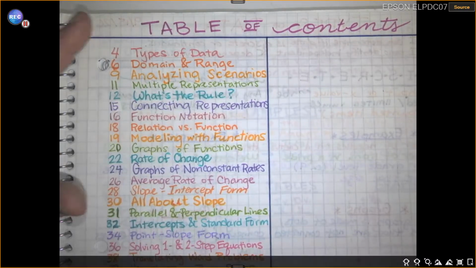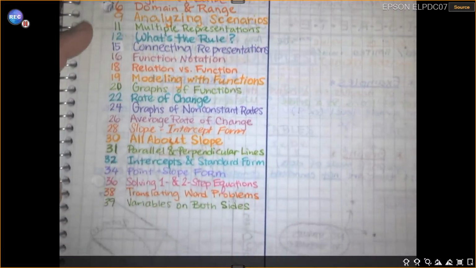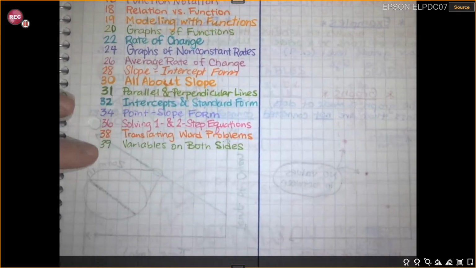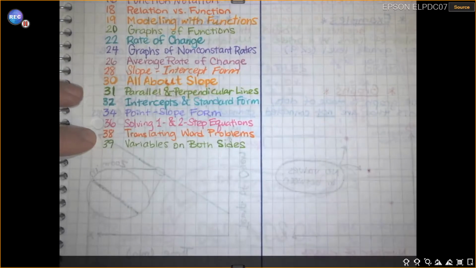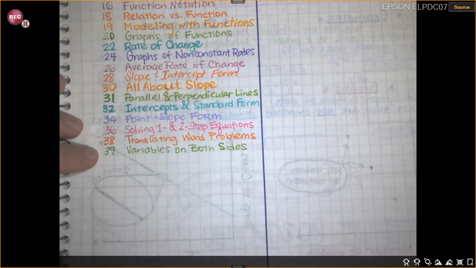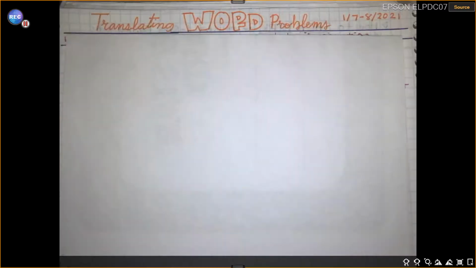All right, hello all. On the table of contents, you want to put what today's notes are. They are in two parts, so it's two separate pages. The first one is on translating word problems, and the second one is on variables on both sides.